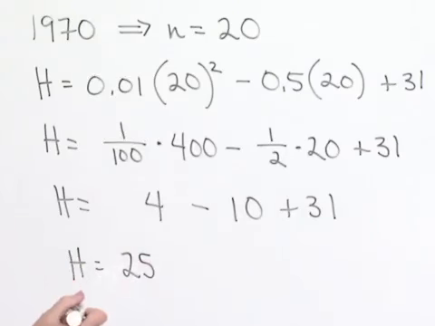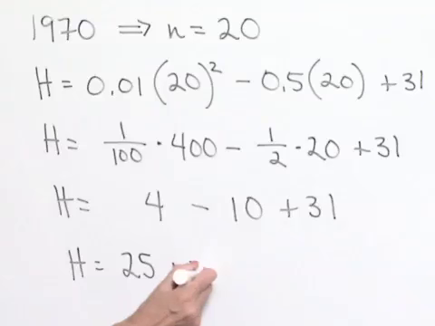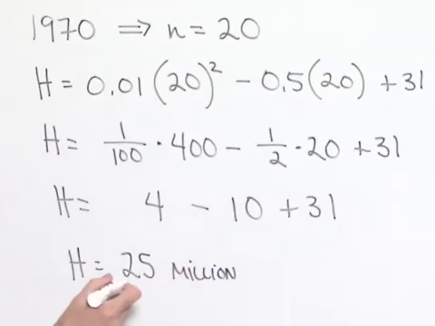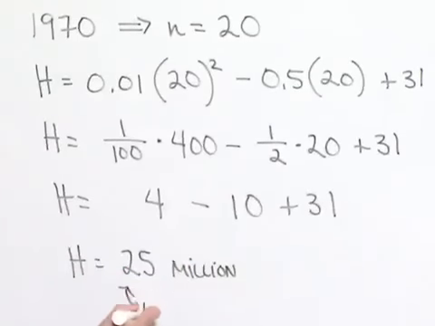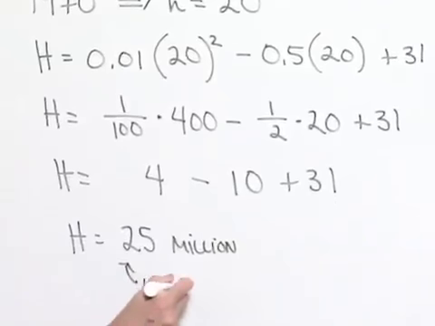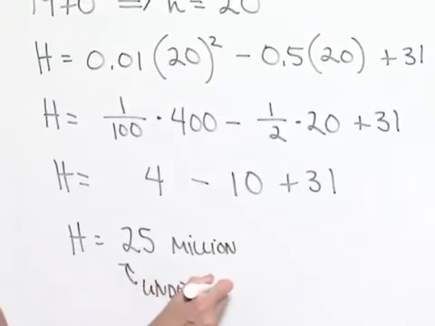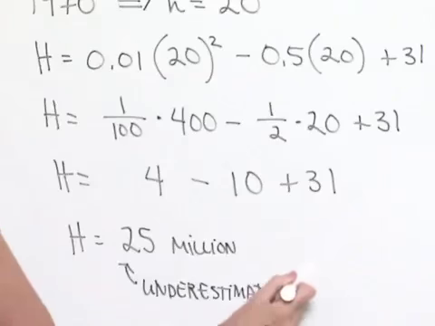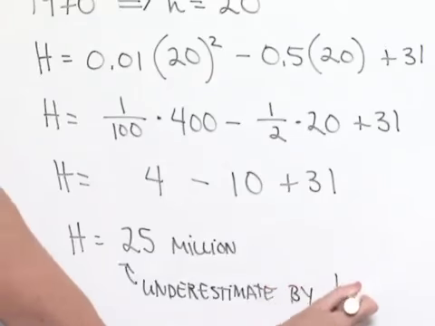Now, back to the problem, what we see is that our H value can be interpreted as 25 million households. But recall that the chart gave us 26 million. So what we see is that this is going to be an underestimate, and that underestimate is by a value of 1 million.